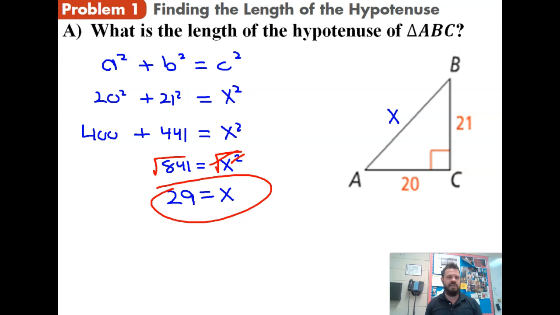All right, part B is the same thing, finding the hypotenuse on a right triangle using Pythagorean theorem. Why don't you take a minute, pause the video, work through part B, and then hit play to check your answer.